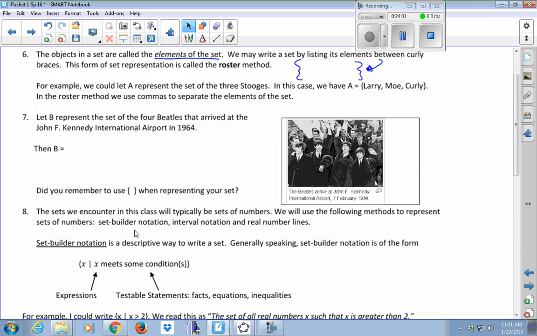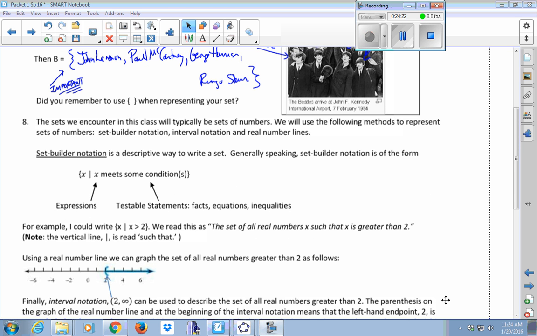So now I'm going to ask you at your seats, and between all of you, I know you can come up with this. Let B represent the set of the 4 Beatles that arrived at JFK in 1964. And here's their pictures right here. If you're too young or you know nothing about the Beatles, talk to someone. All right, so we've got the Beatles.